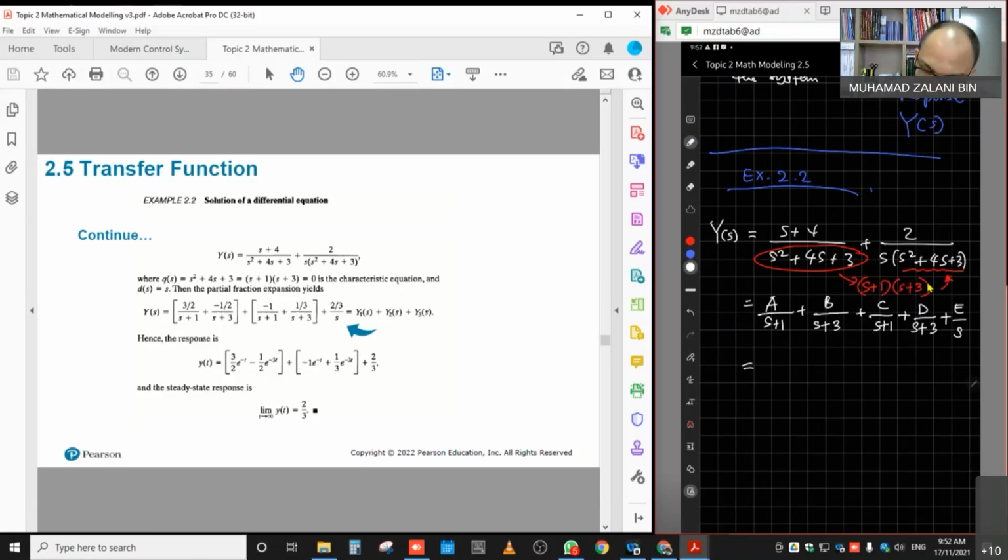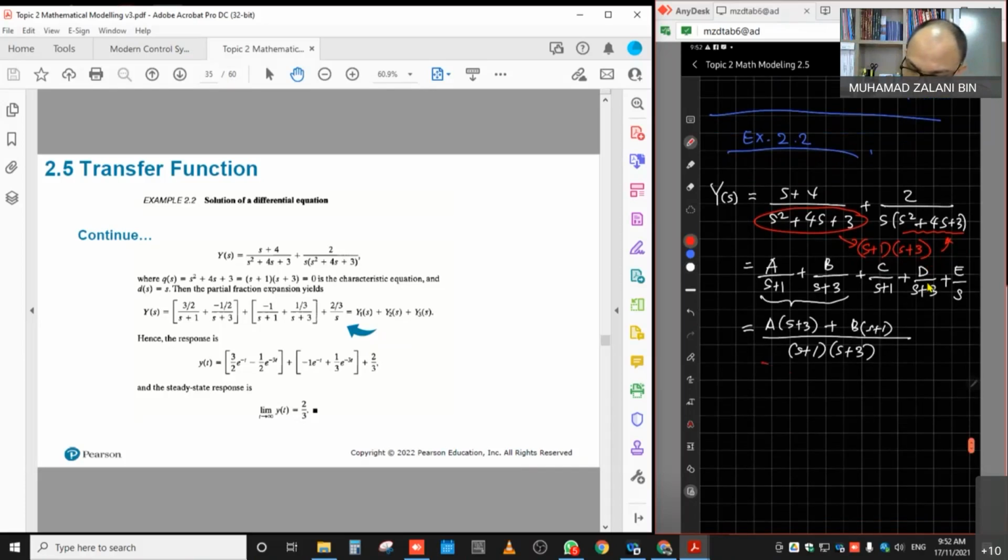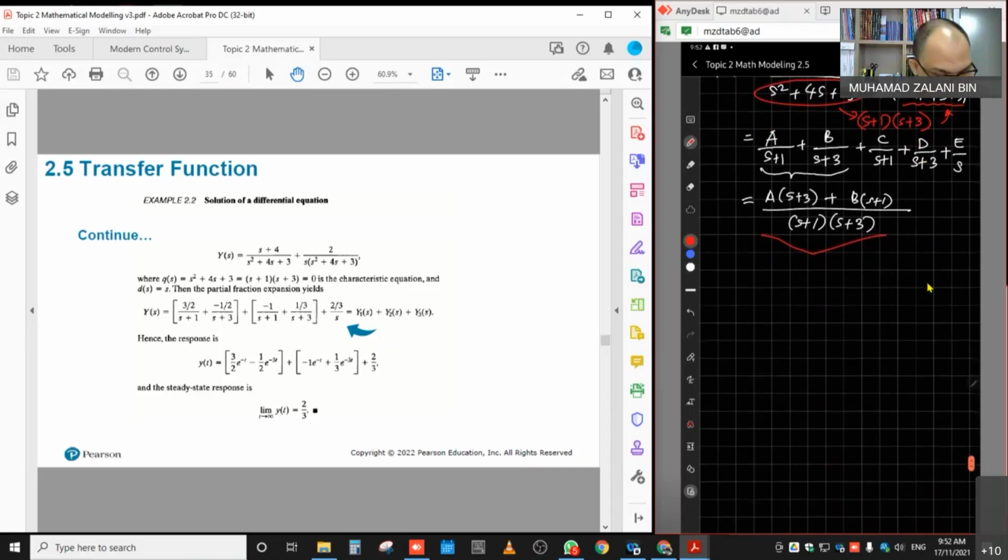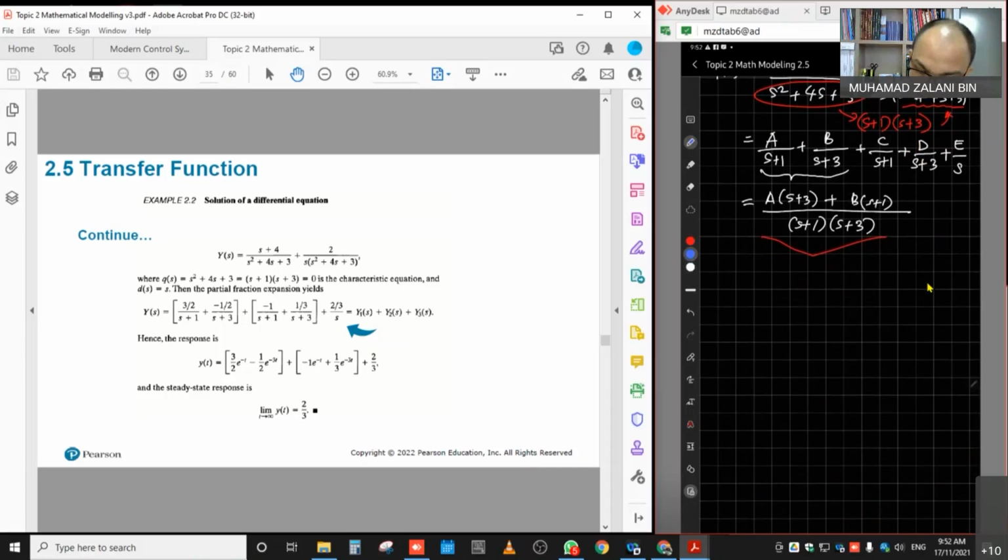we can simply do the thing that we are familiar with, which is for the first term, for this term, a over s plus 1 and b over s plus 3, put over s plus 1, s plus 3, right? Let me show you an example of solving the first term. Okay, so we get the numerator, which is a(s + 3) plus b(s + 1).